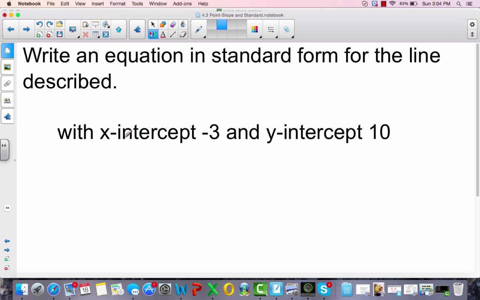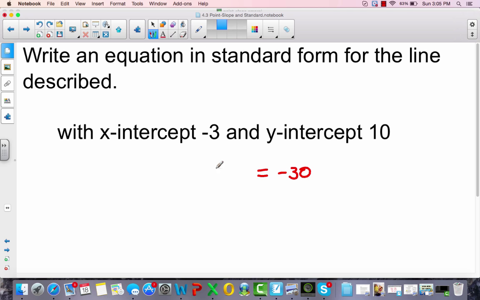All right, now write an equation in standard form for the line described below. It has an x-intercept of negative 3 and a y-intercept of 10. So both the numbers that you're dealing with are going to have to be divisible by multiples of 3 and 10. The easiest way to do this is go negative 3 times 10 and get negative 30. 30 is the main thing that you need. Okay? We can put negative 30 there.